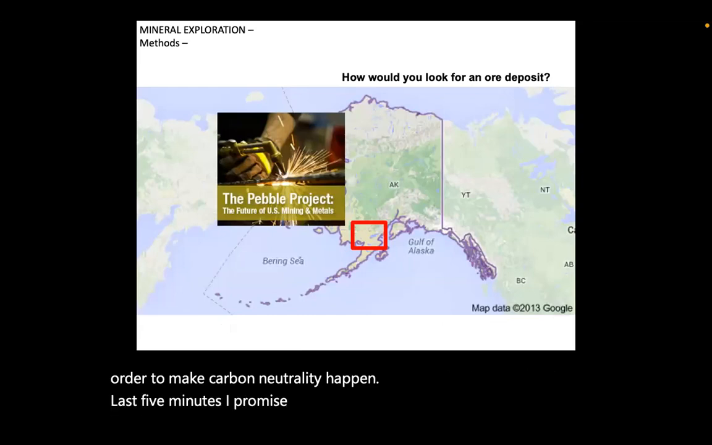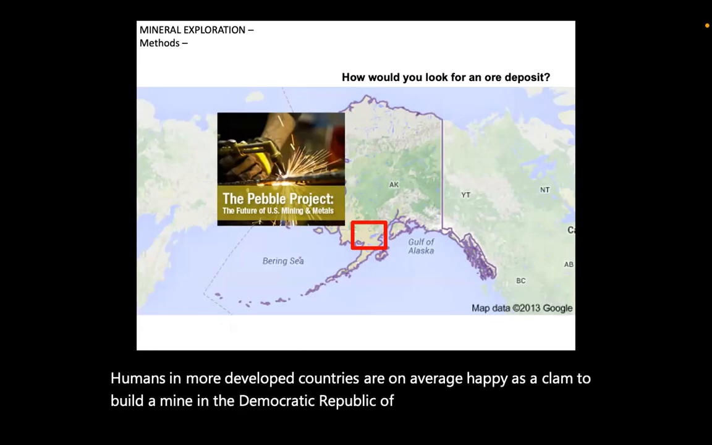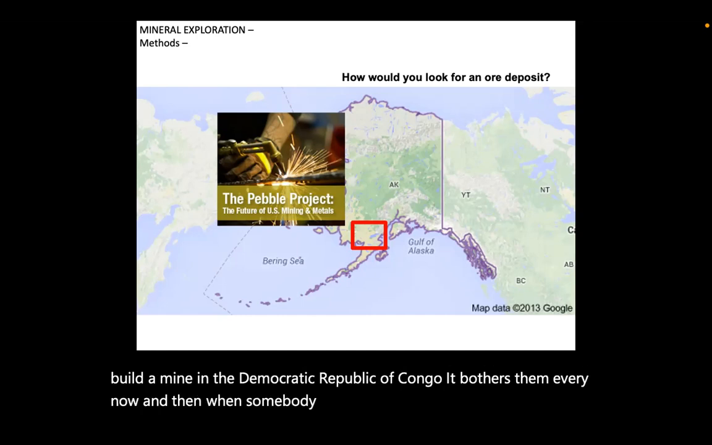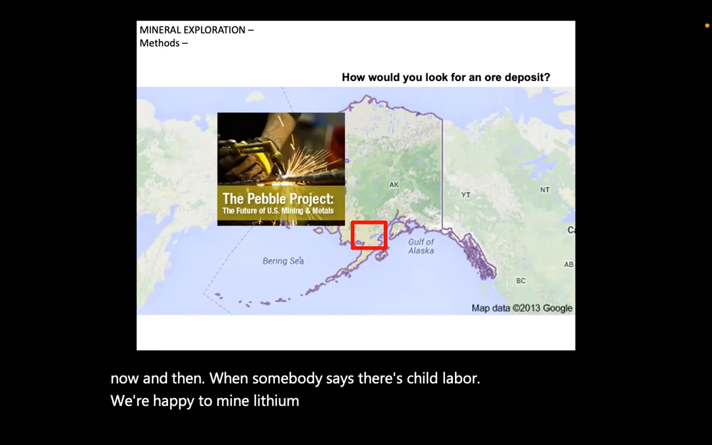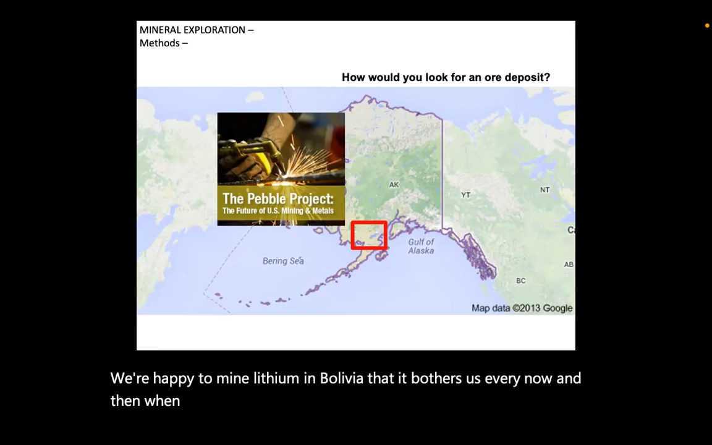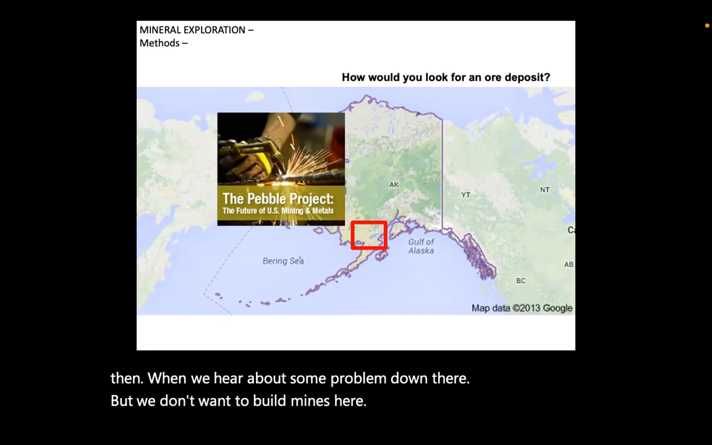Why? Because humans have created seemingly impenetrable walls to building mines in the developed world. Humans in more developed countries are on average happy as a clam to build a mine in the Democratic Republic of Congo. Yeah, it bothers them every now and then when somebody says there's child labor. We're happy to mine lithium in Bolivia, and it bothers us every now and then when we hear about some problem down there. But we don't want to build mines here, which is a problem.